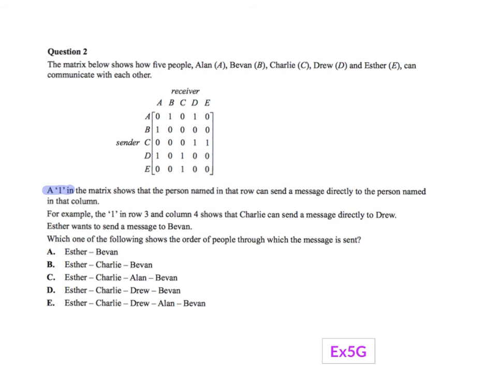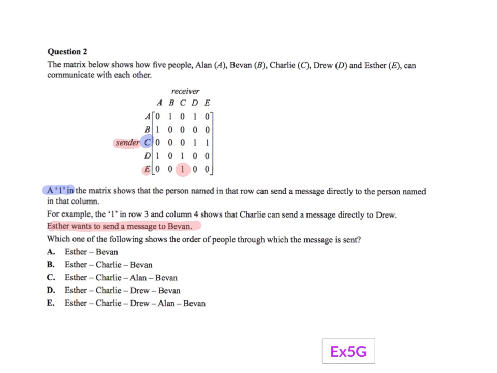All right. So the question here is, Isa wants to send a message to Bevan. Which of the following shows the order of people through which the message is sent? So she wants to get a message to Bevan. So what you need to do is you've got to be on the sender and you're at Isa. If you look, the only person she can actually communicate with is Charlie. So she's sent the message to Charlie. So now Charlie is in command of that message.